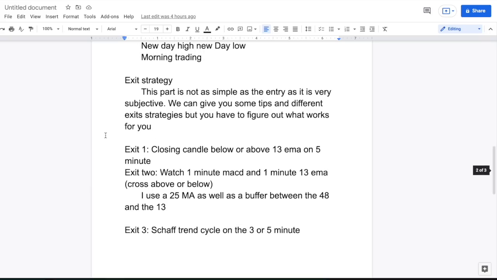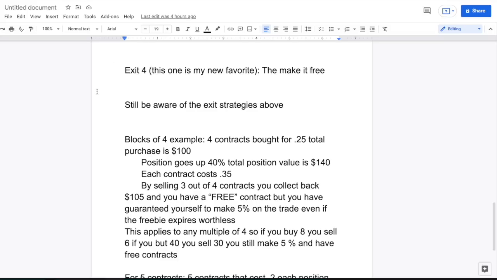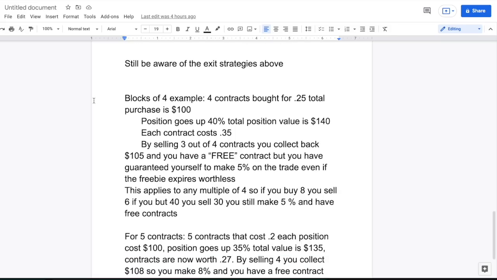It kind of follows the math along with this. So the first example is going to be the blocks of 4. This is kind of what I've been trying to get across to a lot of people on the live streams. The blocks of 4 example: you buy 4 contracts. They're 25 cents each, meaning that you're paying $25 each contract because one options contract controls basically 100 shares. You multiply every price that you see on the options chain by 100, and that's what you're exactly paying.